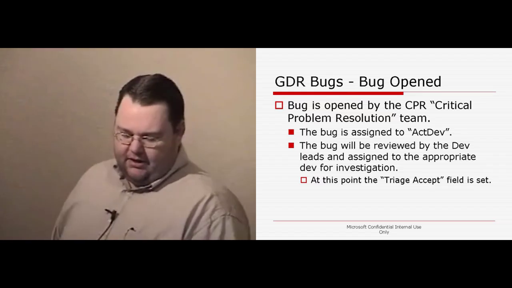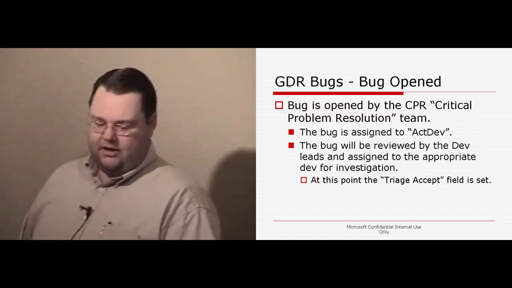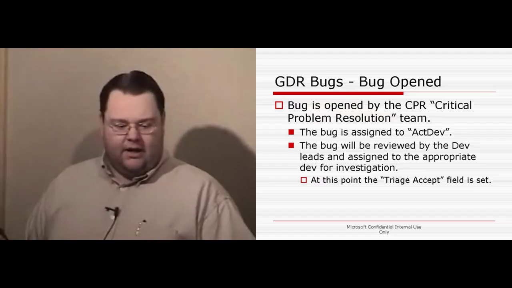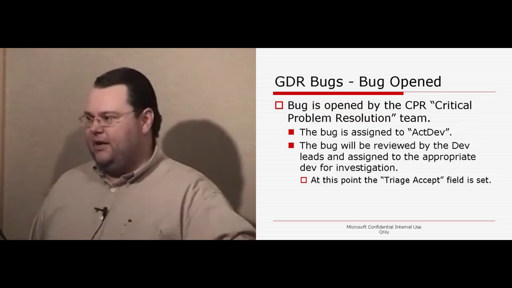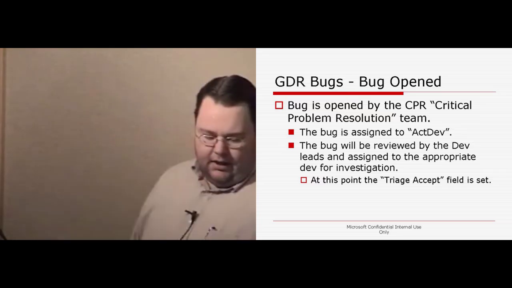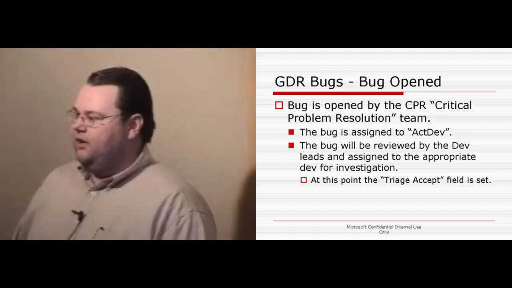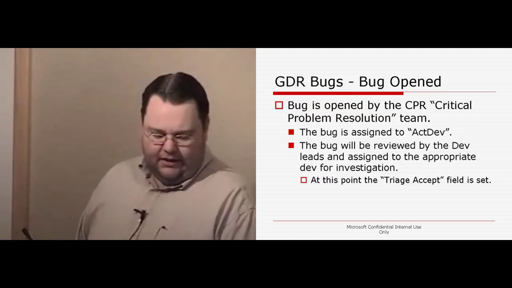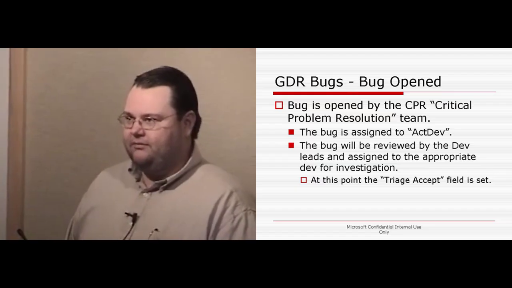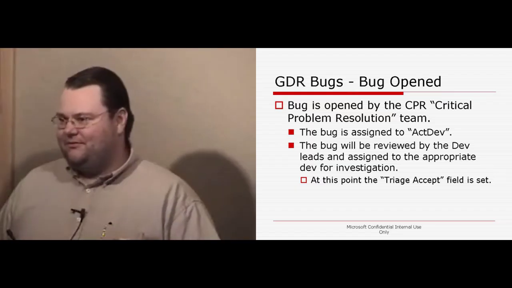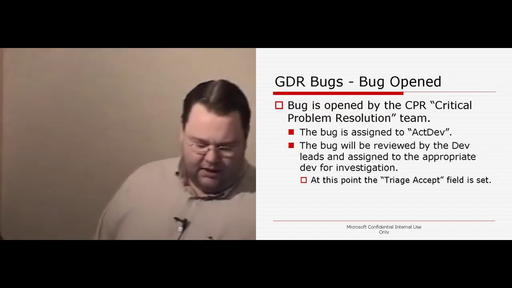Once they file a bug in our database, they'll assign it to ACT dev. In the Product Studio database, there's an assign to field, and in it they'll assign the bug to ACT dev, which is an alias that sends out a mail to a whole group of developers. The dev leads have a meeting once a day where they review all of the bugs assigned to ACT dev, and they'll assign them out to four or five, I think it's four, dev leads to triage in their own meetings. They'll triage those, and then assign them out to individual developers.